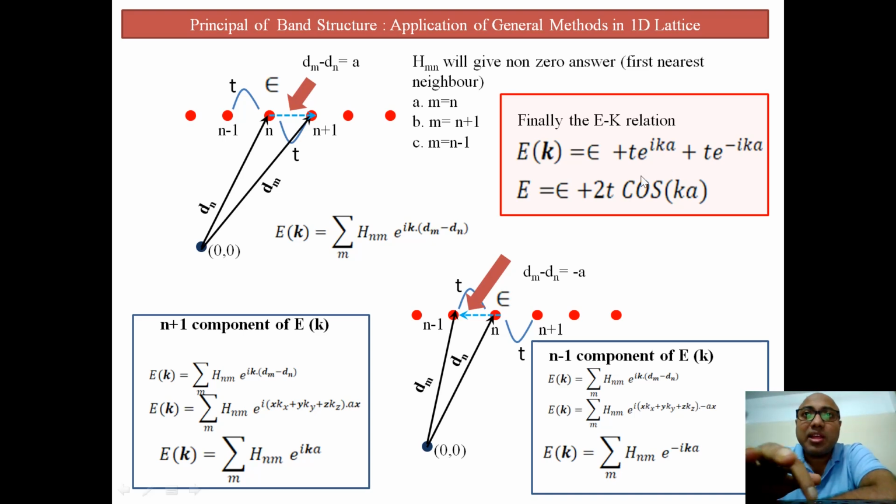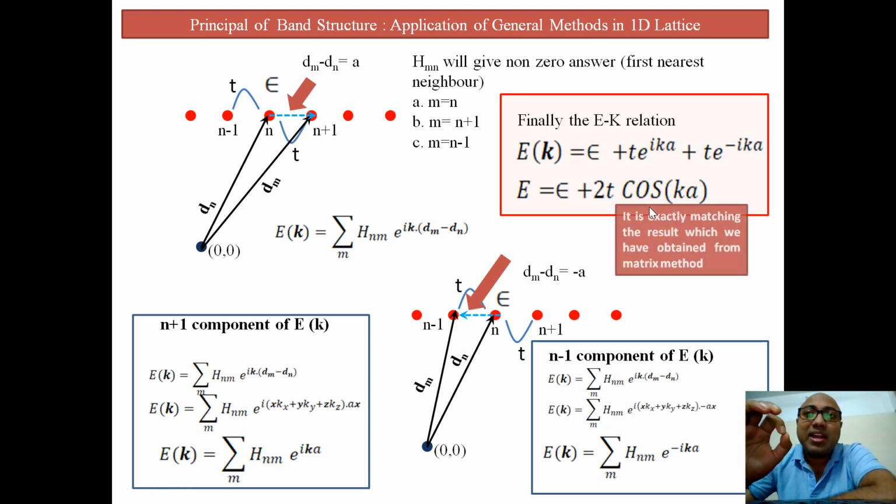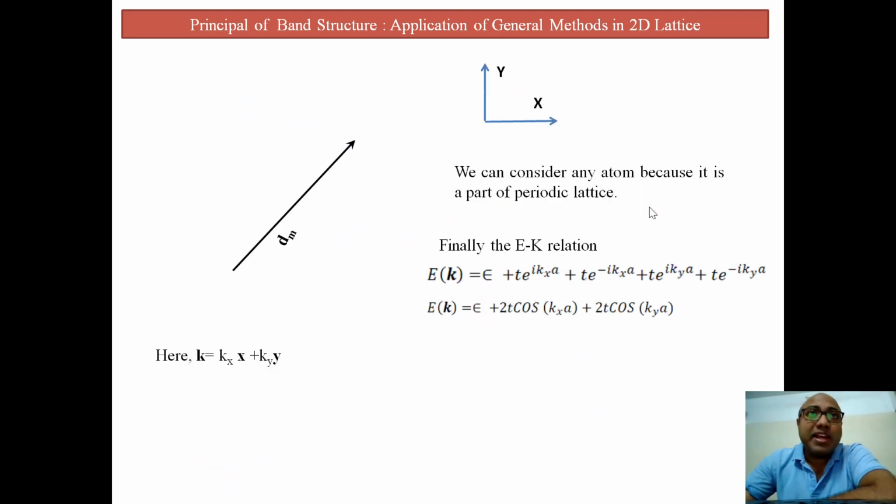Now look at this carefully. This is the same expression that we got directly from the matrix formulation. And it is simple: you write that formula and you apply this formula, you will get the answer in a minute. Just for an example, I take you into the two-dimensional figure. You will get that EK diagram of two-dimensional lattice in a minute.